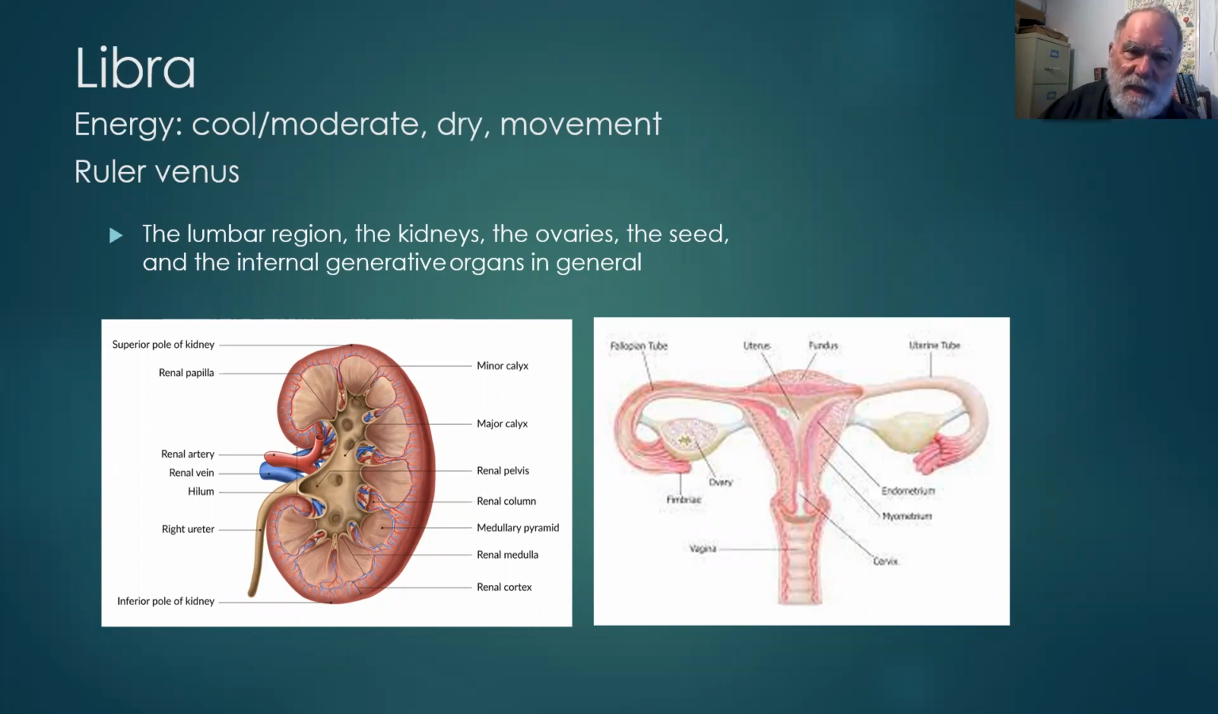And then it collects in this open area here, called the renal pelvis. So when you read Zane, he says the kidneys are ruled by Libra. The pelvis of the kidney is ruled by Scorpio, because the pelvis is connected by a tube to the bladder, and the pelvis and the bladder are collecting tubes for urine, so they're ruled by Scorpio.